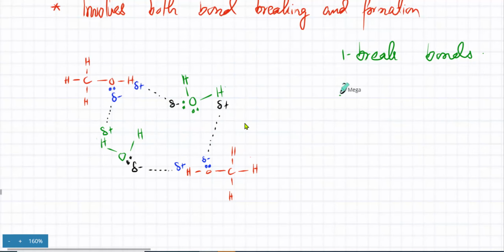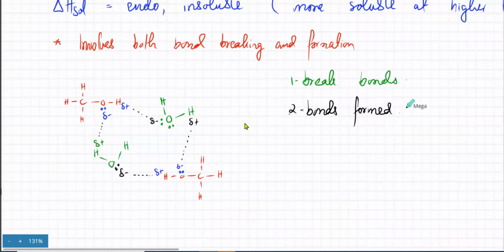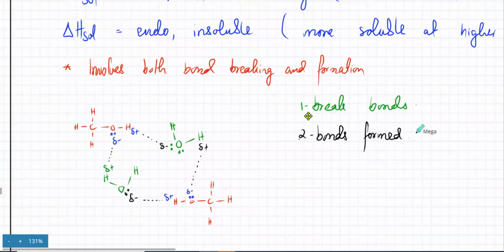So no matter what type of dissolving is happening, the first step requires you to get rid of the old bonds, whatever those are, whether it's intermolecular forces or bonds. You would have to get rid of those, and then you form new bonds. Is this point clear? Yes, sir. Okay.